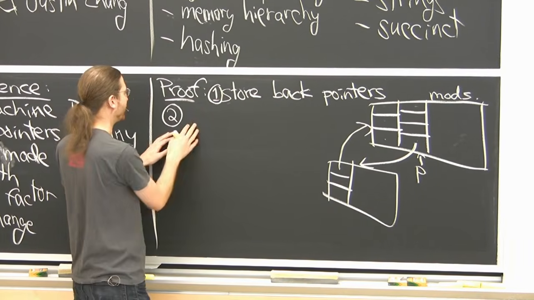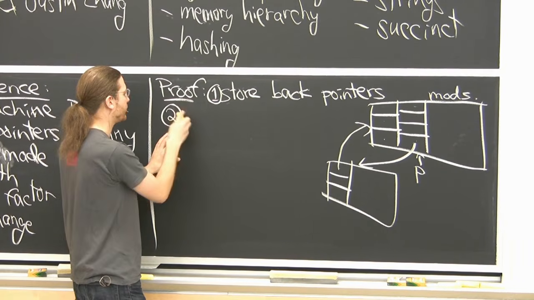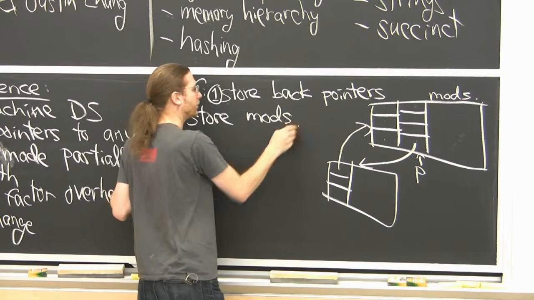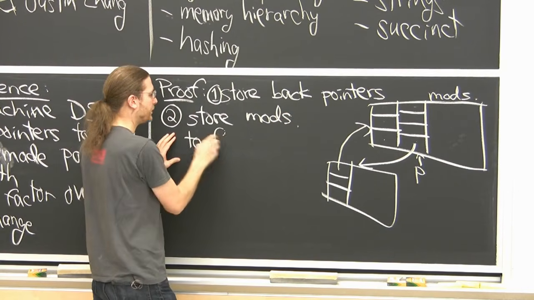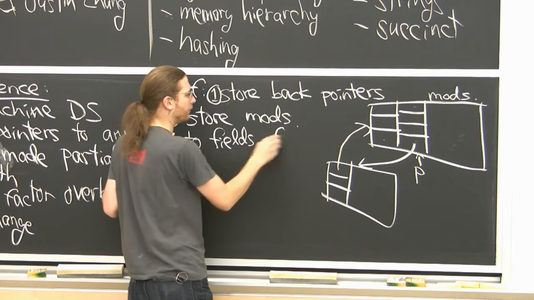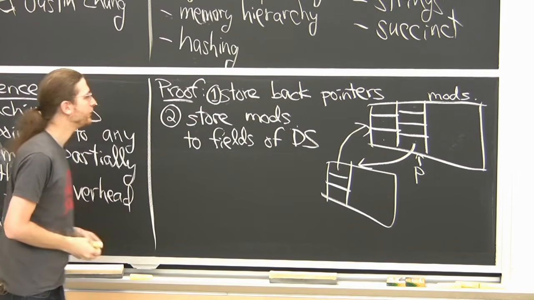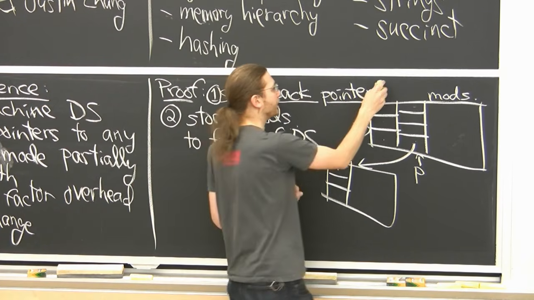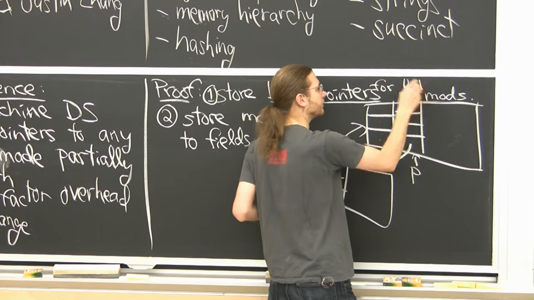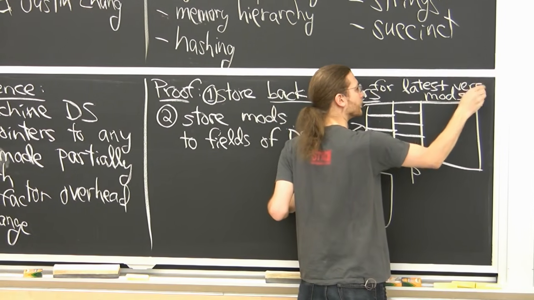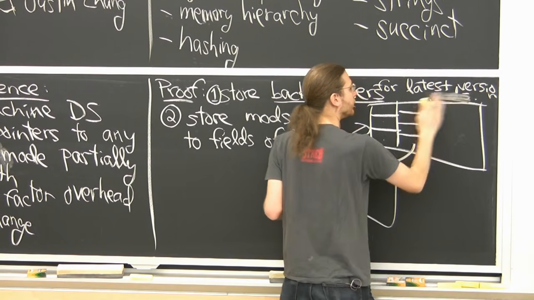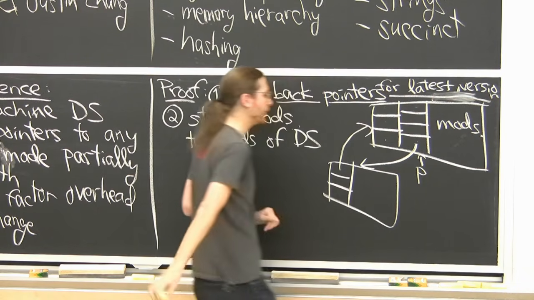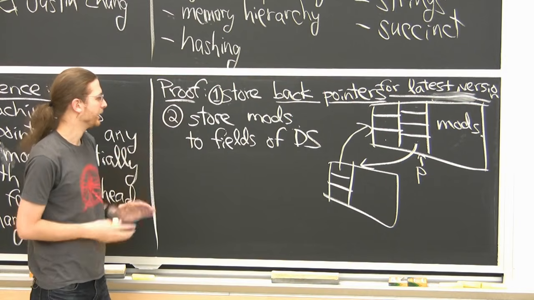Could stand for something, but I'll leave it as mods. So these are the fields of the data structure. One convenience here is for back pointers, I'm only going to store it for the latest version of the data structure. Sorry, I forgot about that. We'll come back to that later.